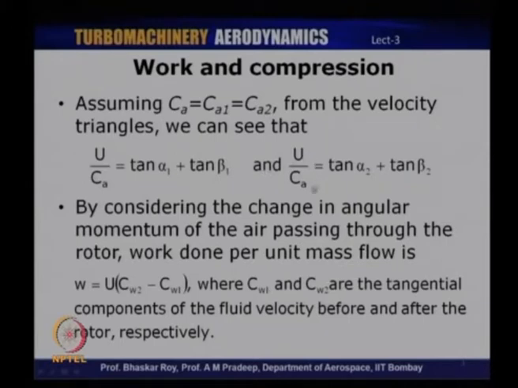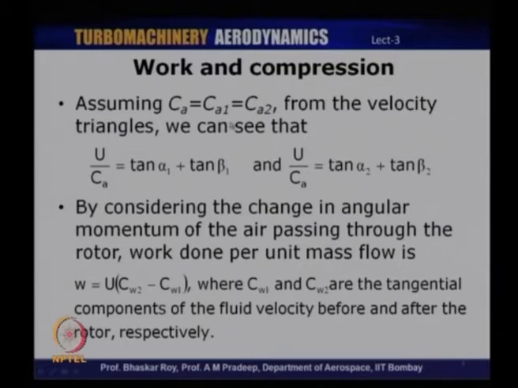Similarly, u by C_A, what you see here is at the leading edge of the rotor or the inlet of the rotor. Similarly, at the exit of the rotor, you have u by C_A is equal to tan alpha 2 plus tan beta 2. And of course, if you take a relook at the velocity triangle, this is very simple. You will see that this directly follows from the velocity triangle if this assumption of axial velocity being the same is true.